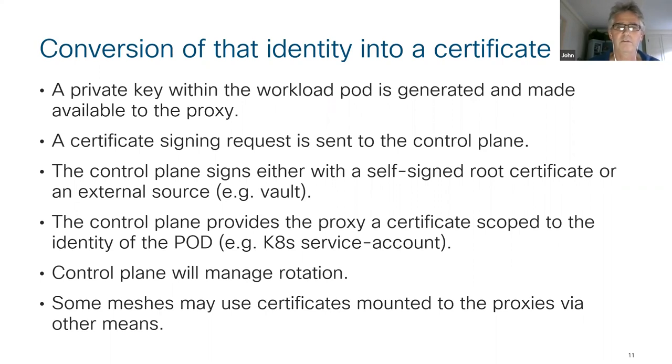There's a number of choices here. The two I mentioned here are a self-signed root certificate, or maybe the signing comes from an external source like Vault. Then the control plane provides the proxy that certificate, scoped to the identity of the pod. So in other words, the proxy can only use that certificate when connected within the pod of the associated service account. Control plane manages the rotation. Quite a few meshes support, optionally, or perhaps it's even the only option, to do this less automatically and just mount them via files or whatever into the pods and proxies directly.